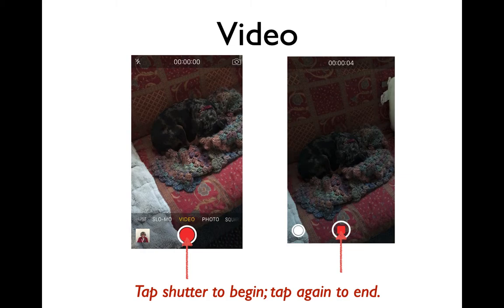And when you're done, you then tap the red square, because that red circle, once you tap it, will turn to the square. And when you tap it, it will end. And up at the top, you can see how long the video has been running.